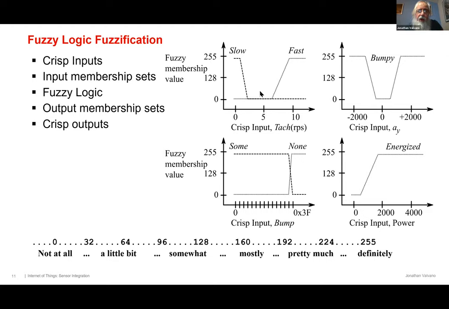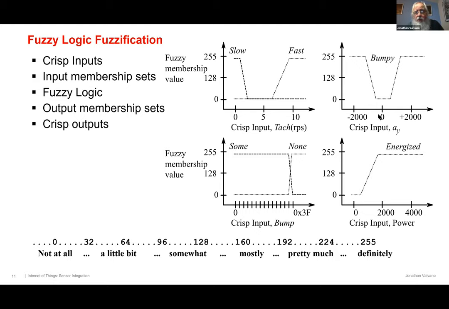So if the number is less than one, then you're going slow. If the number is bigger than nine, you're going fast. And if the number is seven, that means, I don't know, somewhere between maybe fast and maybe not fast. Okay.